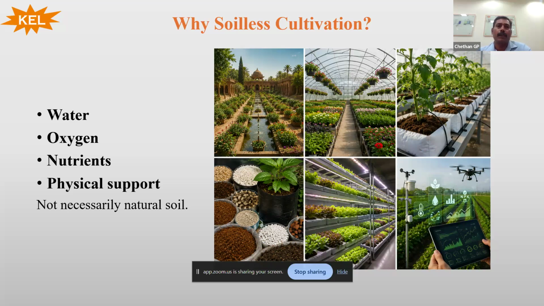Traditional soils also show considerable variability. Even within a single field, differences in texture, fertility, and drainage can lead to uneven crop growth. This limitation highlights the need for an alternative growing system that provides uniform, predictable, and controllable conditions for root development.